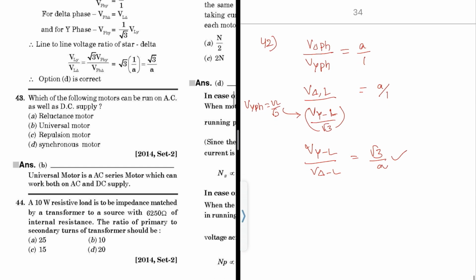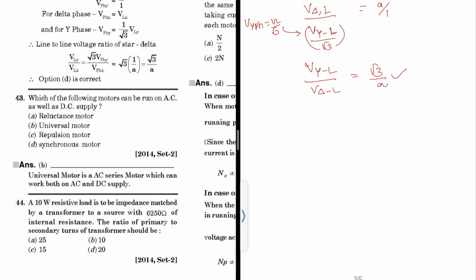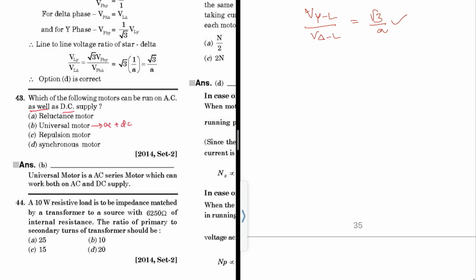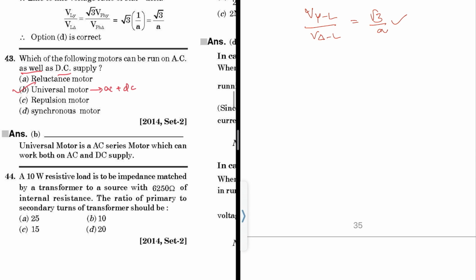Now come to the 43rd question. Which of the following motors can run on AC as well as DC, both AC and DC? Out of the four options, only the universal motor runs on AC plus DC. The remaining three will run on only AC. So this is also direct. So come to 44.